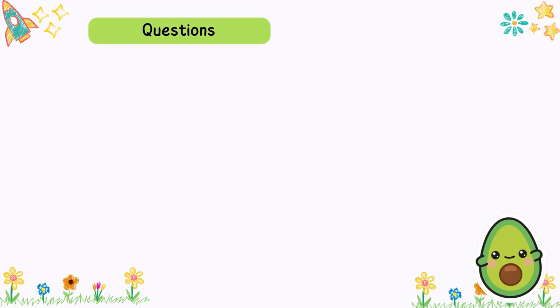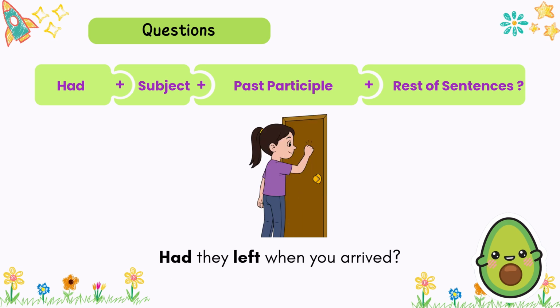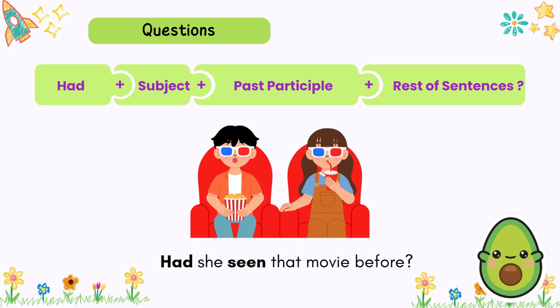All right, let's ask some questions now. We just switch the subject and had: had plus subject plus past participle. Let's try together. Had they left when you arrived? Yes, they had. Had she seen that movie before? No, she hadn't.